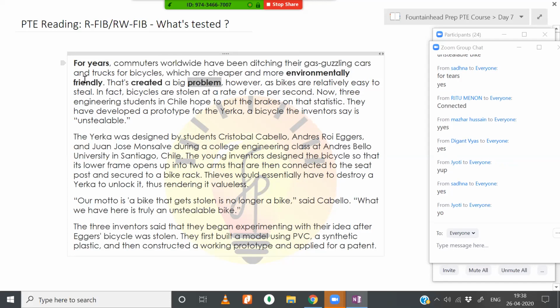Create problem. Is this clear? So some of you have written this as big problem. So I just wanted to correct that. Is this clear? All right, super.